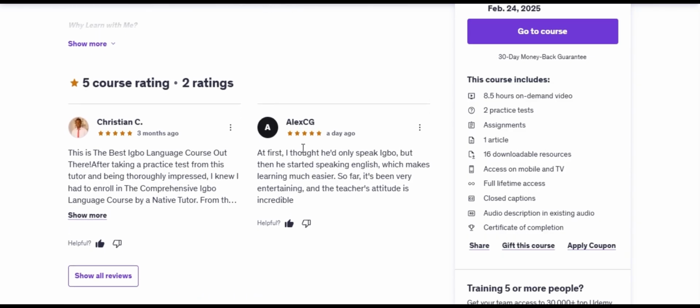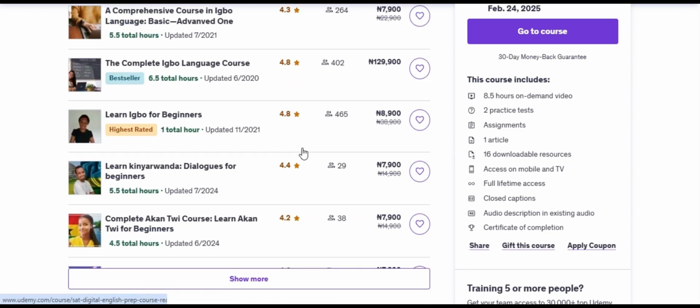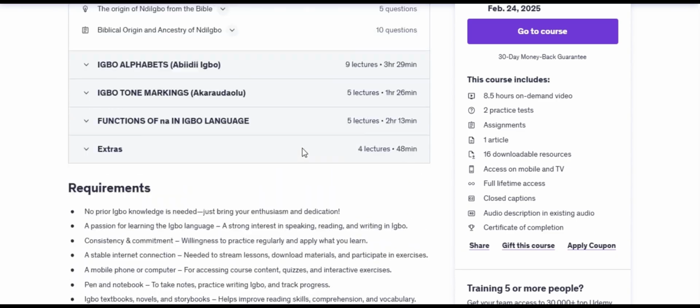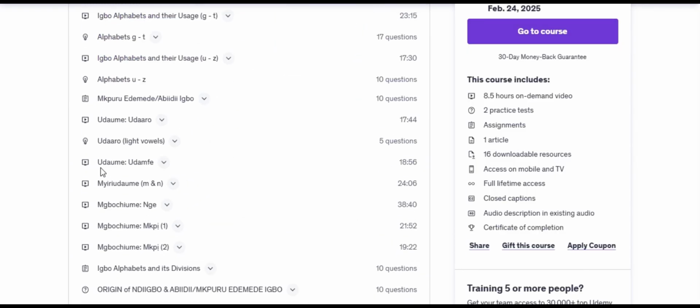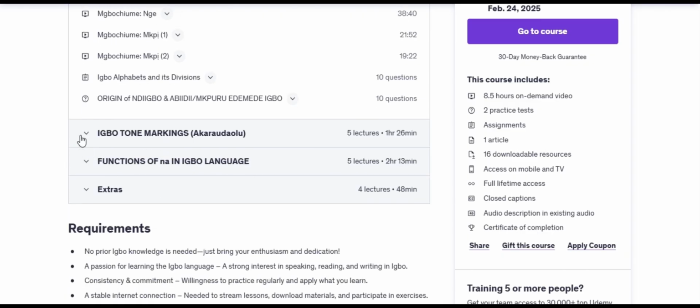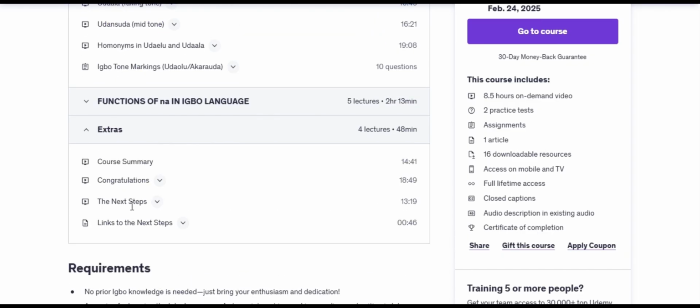We now went into the alphabet, the ABD Igbo, that is Mkpụrụ Edemede Igbo, which is the fundamentals of the Igbo language. Remember, without the alphabet, there won't be any language. So we delved into the alphabet, the Mkpụrụ Edemede Igbo, which are 36 in number.